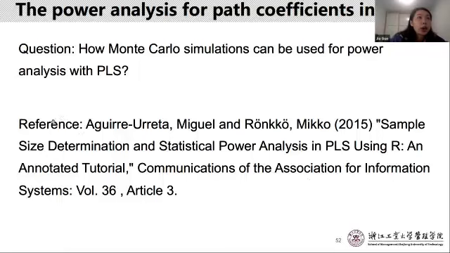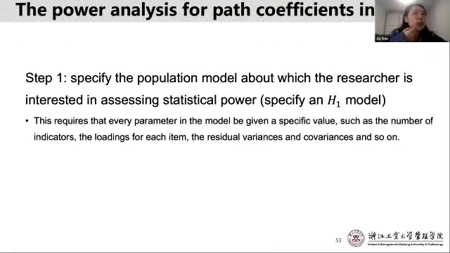And this is the reference paper. For more details, you can check this paper. Then the first step is specifying an H1 model about which we are interested in assessing power. We need to specify all the parameters in the population model, such as the indicator loadings, the residual variances, and so on.